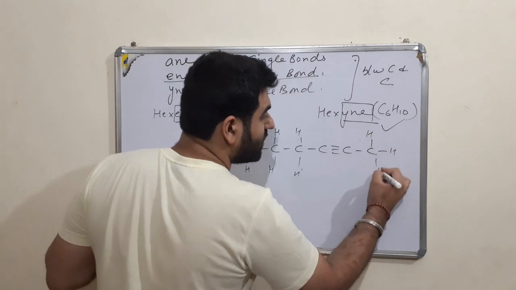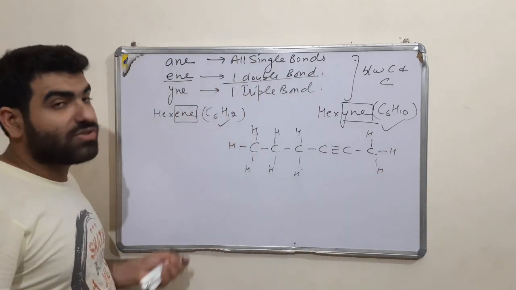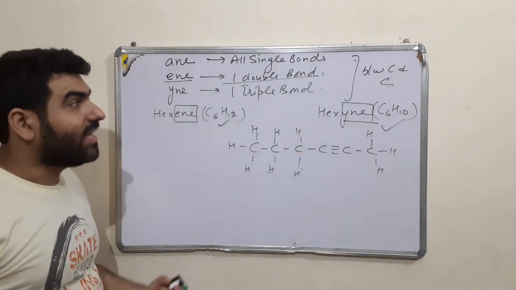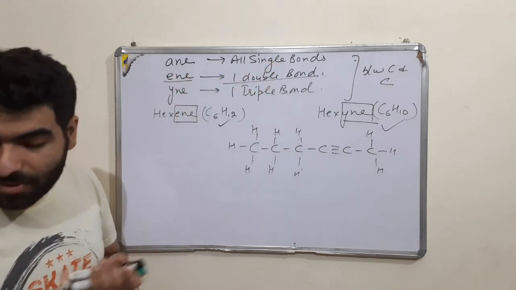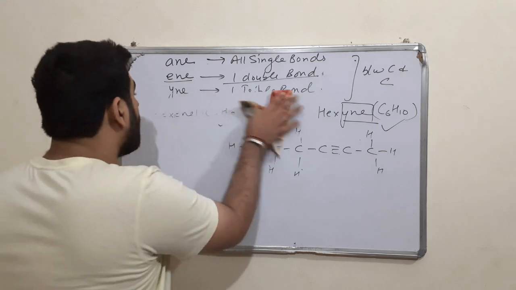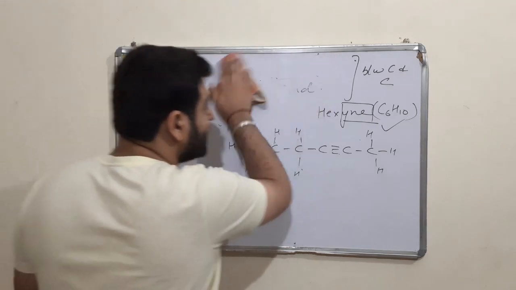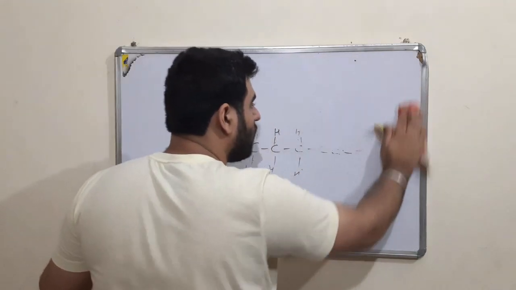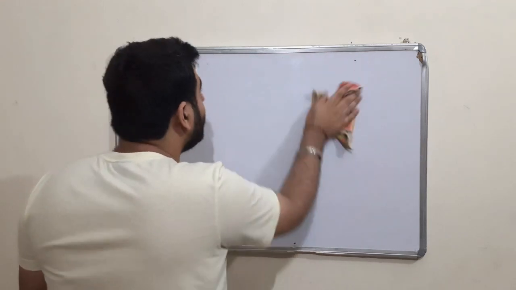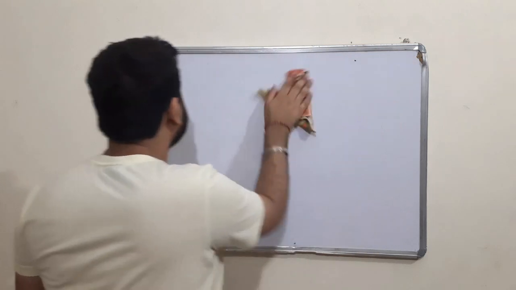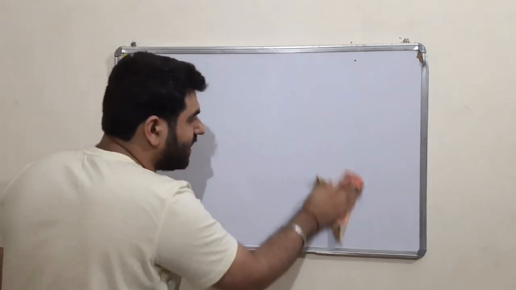Alright. So this is how quickly you can draw these structures in organic chemistry. ANE all single bond, ENE one double bond, INE one triple bond. Alright. So this was all about how we can make these structures as the covalent structures. The video must have become quite long by this time, so we will stop over here.